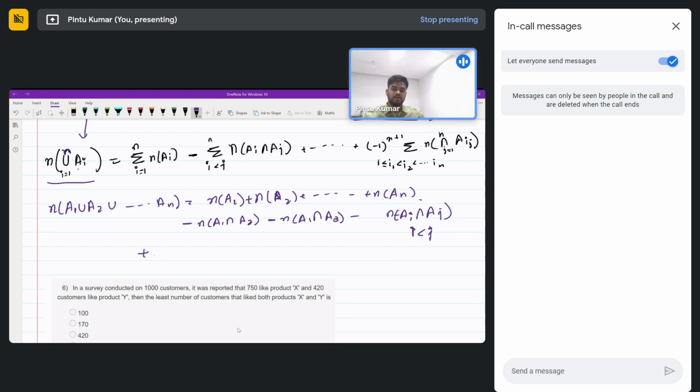Then you will add all the intersections of size 3. Let's say this is AI intersection AJ intersection AK, over all I strictly less than J, which is less than K. So you satisfy this condition and then you take the sum of all the three-way intersections. Then you again subtract the 4-way intersections. So you will alternate until you reach the number of sets that you have. Any doubt in the content covered till now?